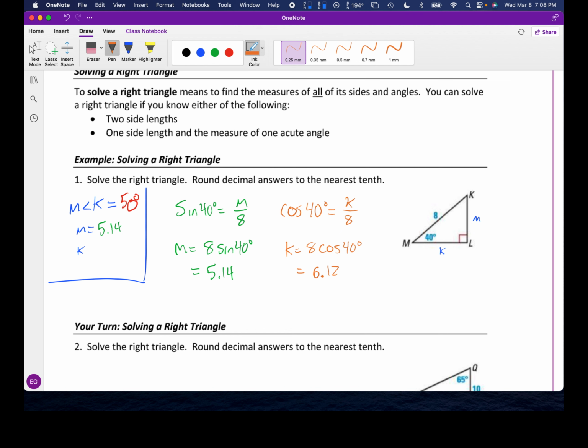So I'll have K equals 8 times cosine of 40 degrees, and I type that into my calculator, and I get 6.12-ish. One thing I want to remind you about from geometry is that side lengths correspond to their angles, meaning that if you have a small angle, you'll have a small side.